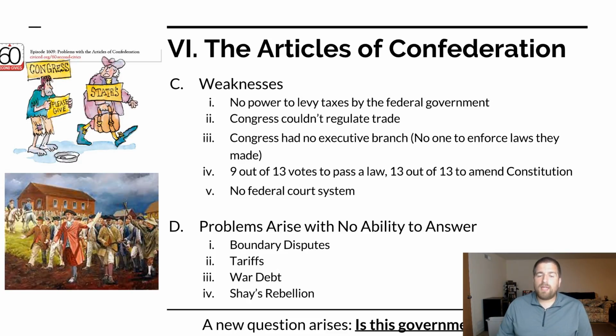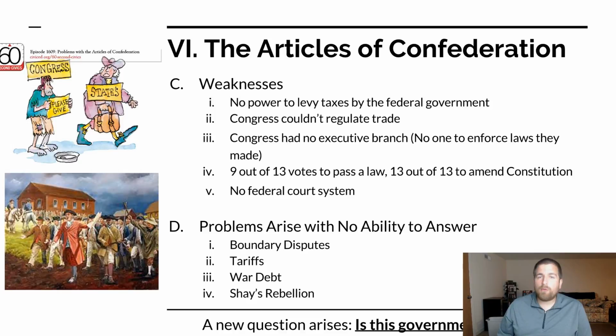Fourth, in Congress, 9 out of 13 states have to vote to pass a law. If they want to amend the Constitution, all 13 states must vote for it. So to pass a law, you need what is called a supermajority. 9 out of 13 states must vote. And to amend the Constitution, you need a unanimous vote. That's going to make it really difficult to get things done.